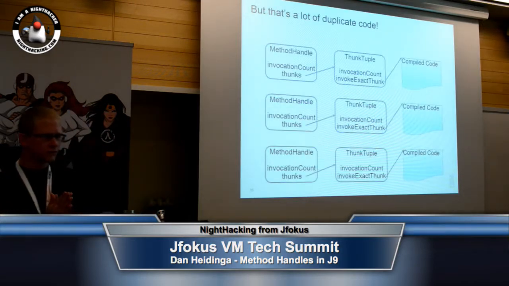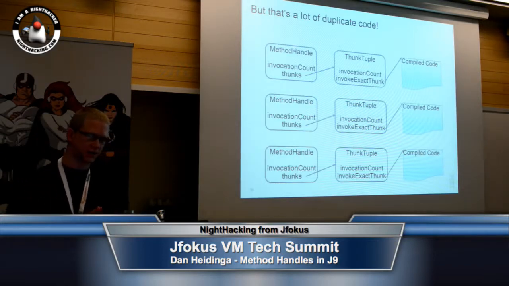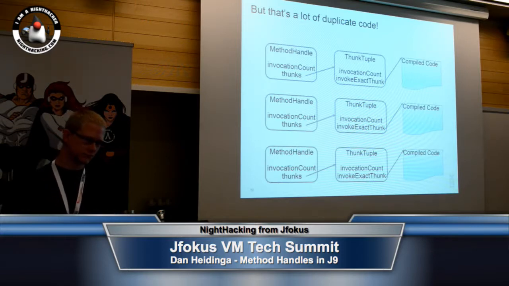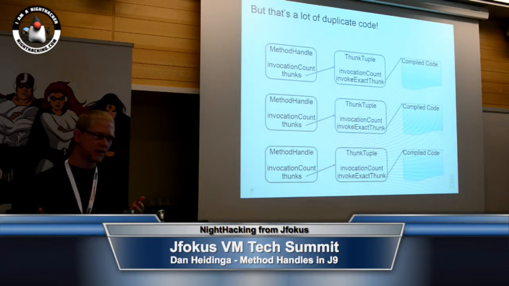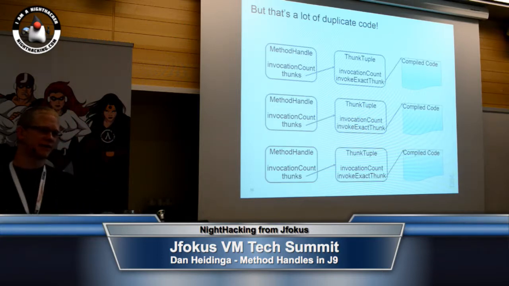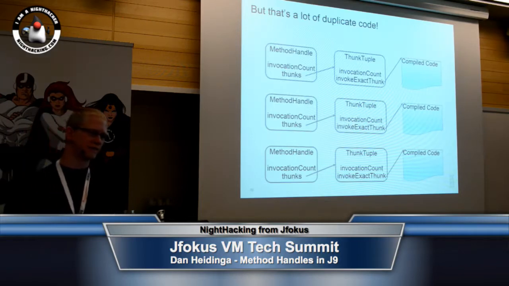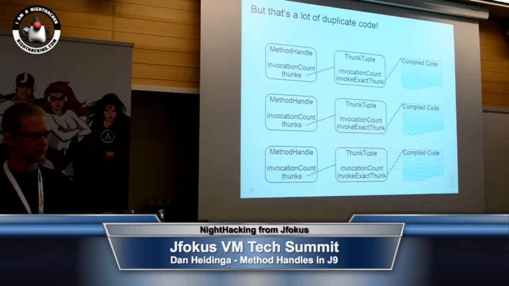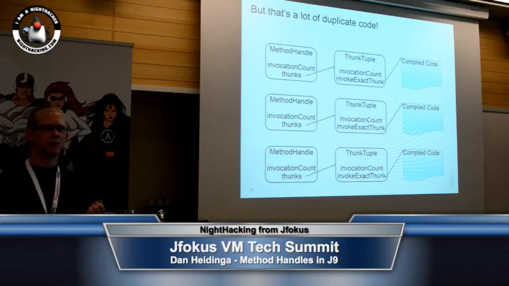And with the picture I've been showing, we've got a lot of duplicated code. Assuming that each of these three method handles are identical, they each point to a thunk tuple. That thunk tuple points to compiled code. If we're going to model things this way, then I don't need that thunk tuple. I could just have the method handle directly point to the compiled code. It would save a level of indirection, which is always somewhere we want to be, but it means there'd be less opportunity to share code.